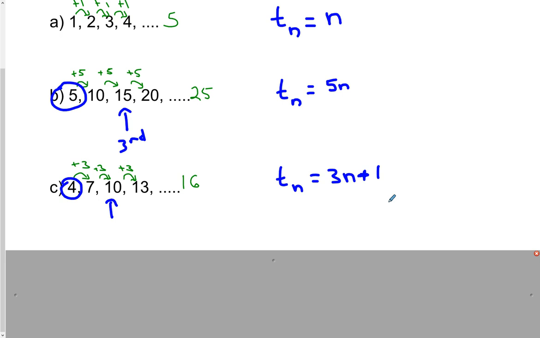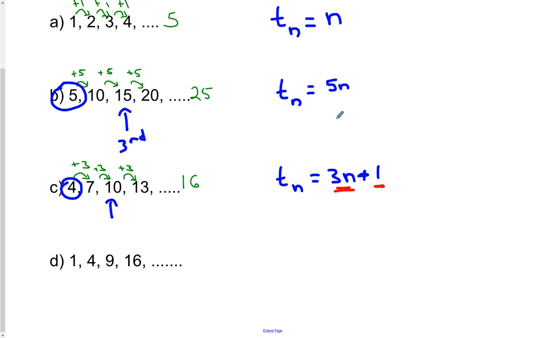And my next term isn't just 3 times 2, it's 3 times 2, which would be 6, plus another 1. And then it's 3 times 3 plus 1. And then it's 3 times 4 plus 1. And then it's 3 times 5 plus 1. So I notice it's going up by 3 each time, but I'm also noticing it's not starting at 3. So I kind of need to use that plus 1 as an adjustment. 3n is how much it'll change each time. And the plus 1 is the adjustment for what my starting number is.